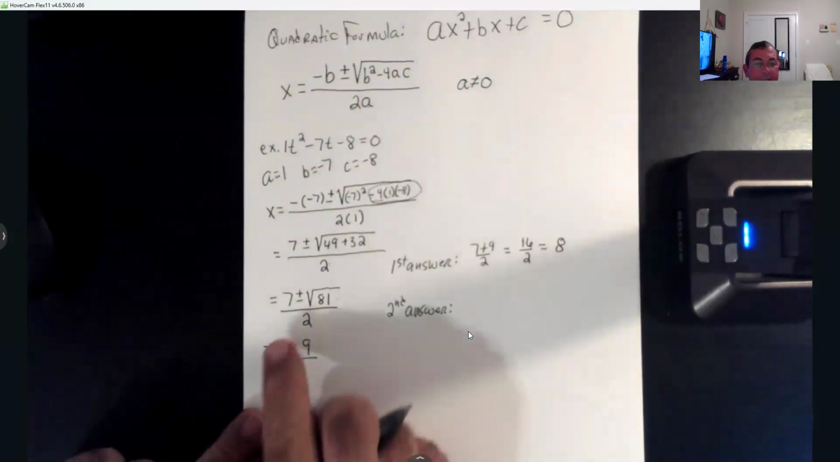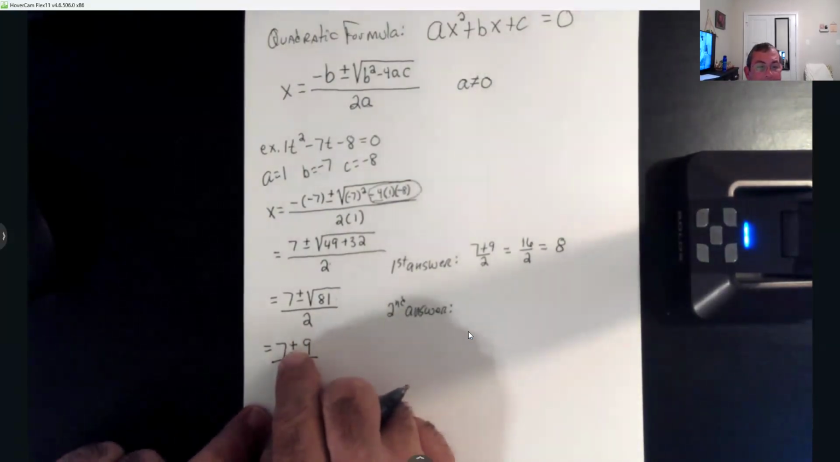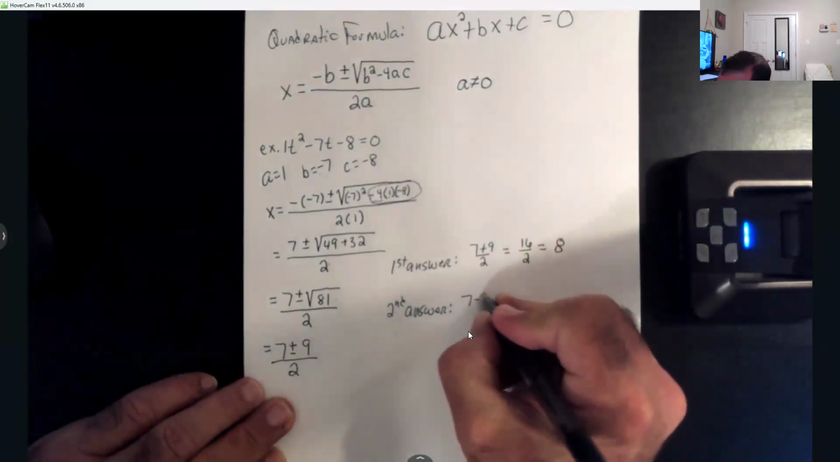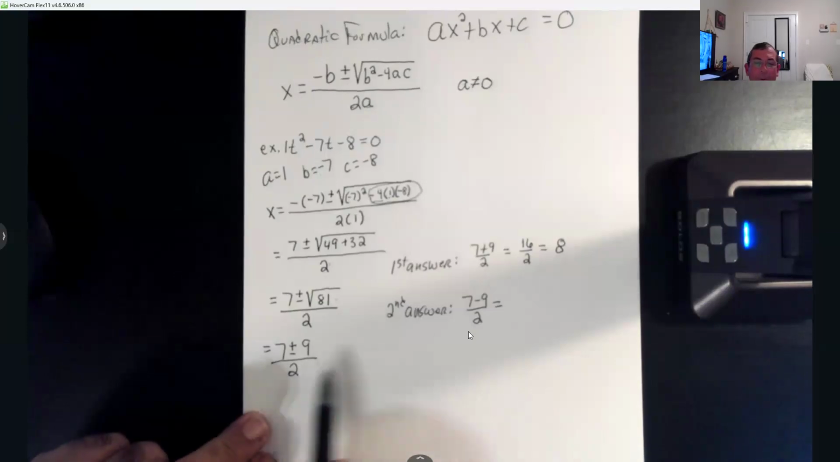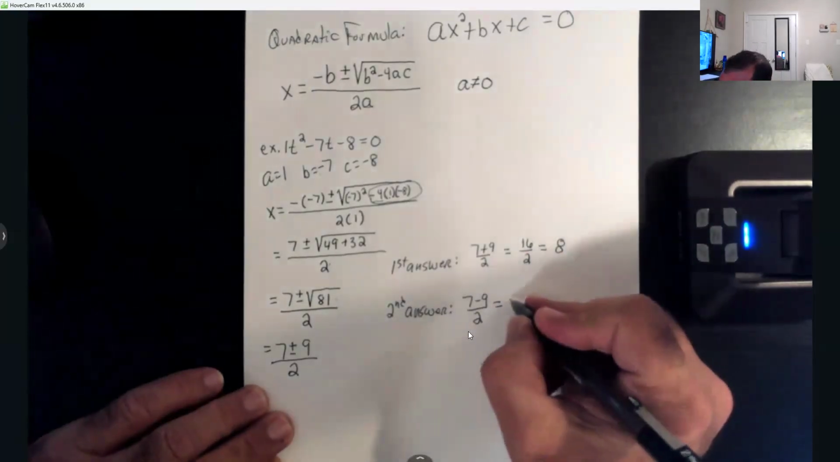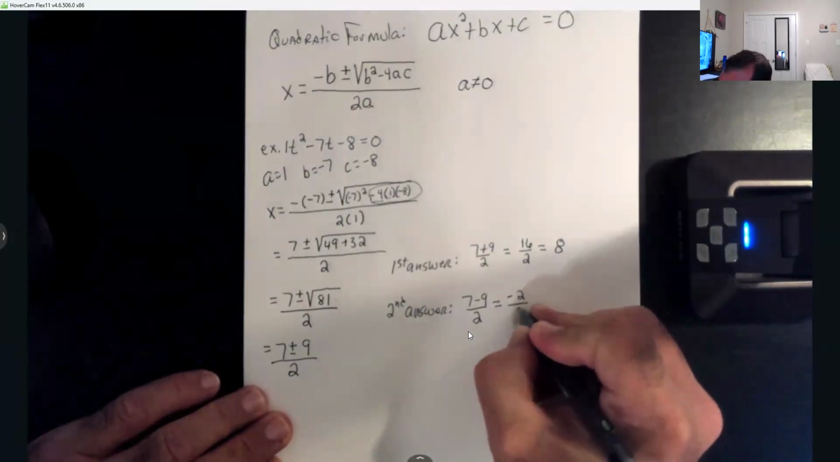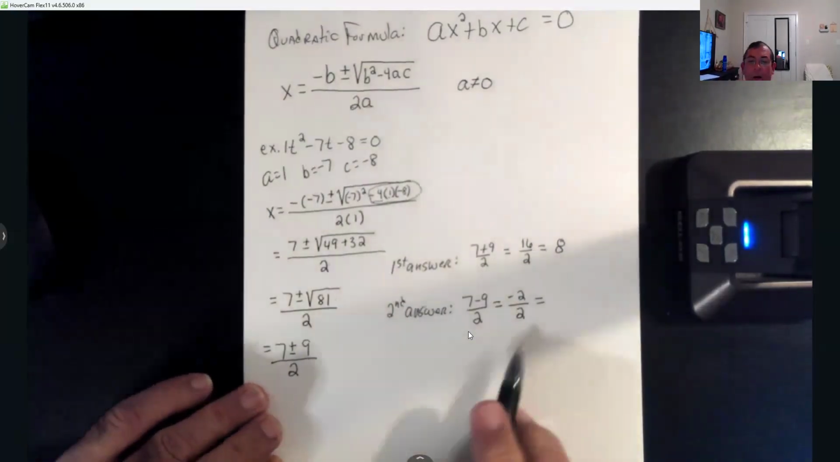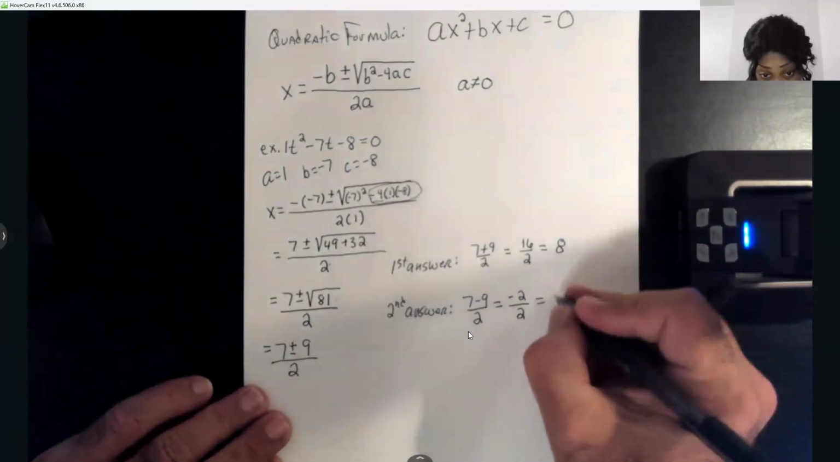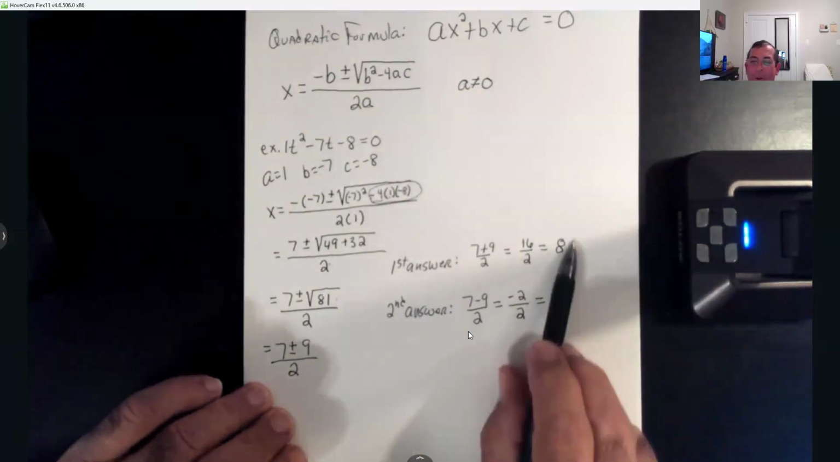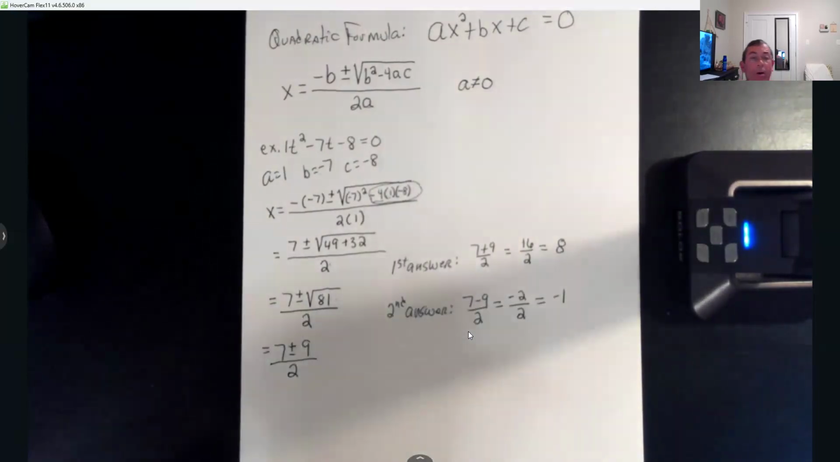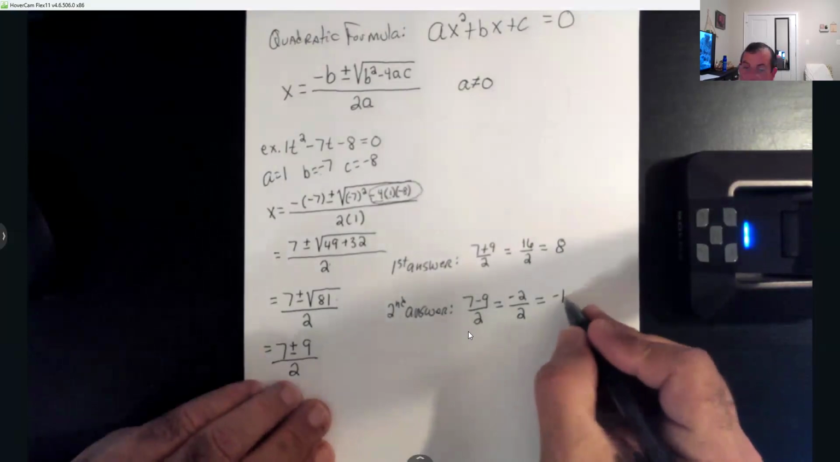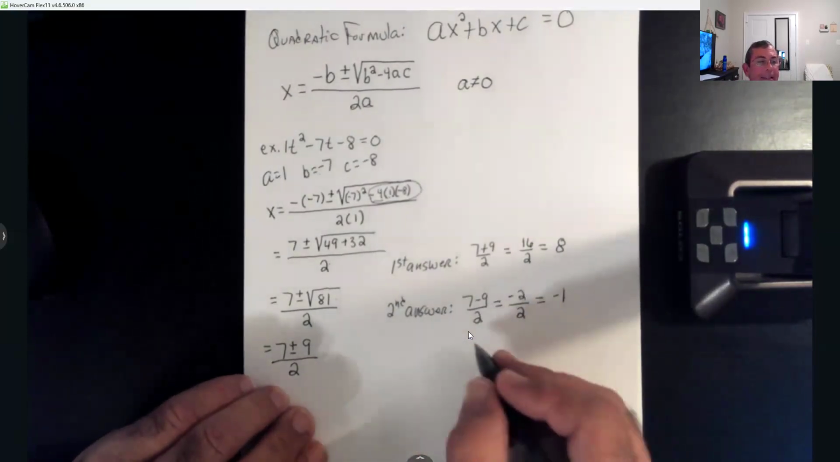To get the second answer, you're going to use the minus. We're going to do 7 minus 9 divided by 2. Well, 7 minus 9 is a -2 divided by 2. And y'all, -1. So y'all, those are the 2 answers we got a while ago when we solved it by factoring. And then we seen that those were the places where it crossed on the x-axis.